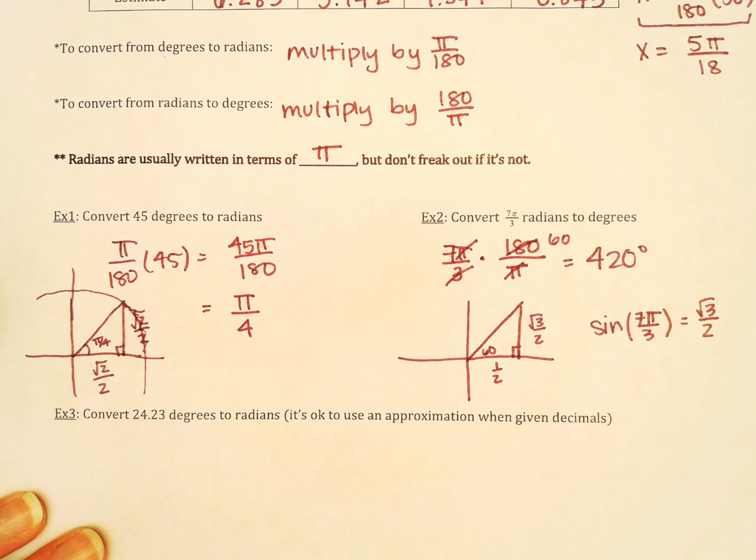So that's kind of where we're headed: instead of having a degree measurement here, we actually evaluate at a radian measurement.